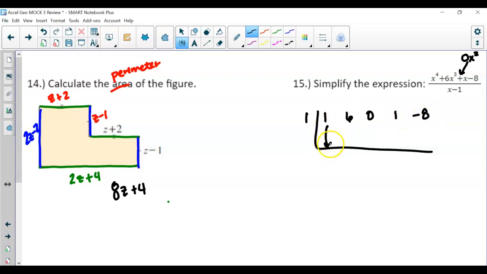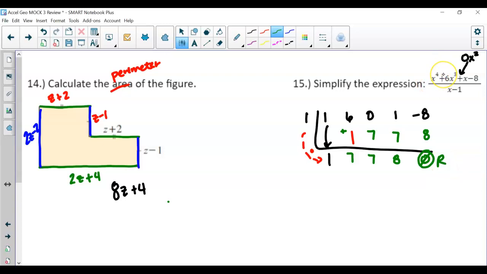Now always, right, bring down the first term because there's nothing to multiply by. Now we multiply below the line. 1 times 1 is 1. And then always add above. You get 7. Multiply here, you get 7. Add, you get 7. Multiply again, you get 7. And add, you get 8. Multiply here, you get, oh, I'm sorry, not negative 8. That's just 1 times 8, which is 8. And here you get a remainder of 0.